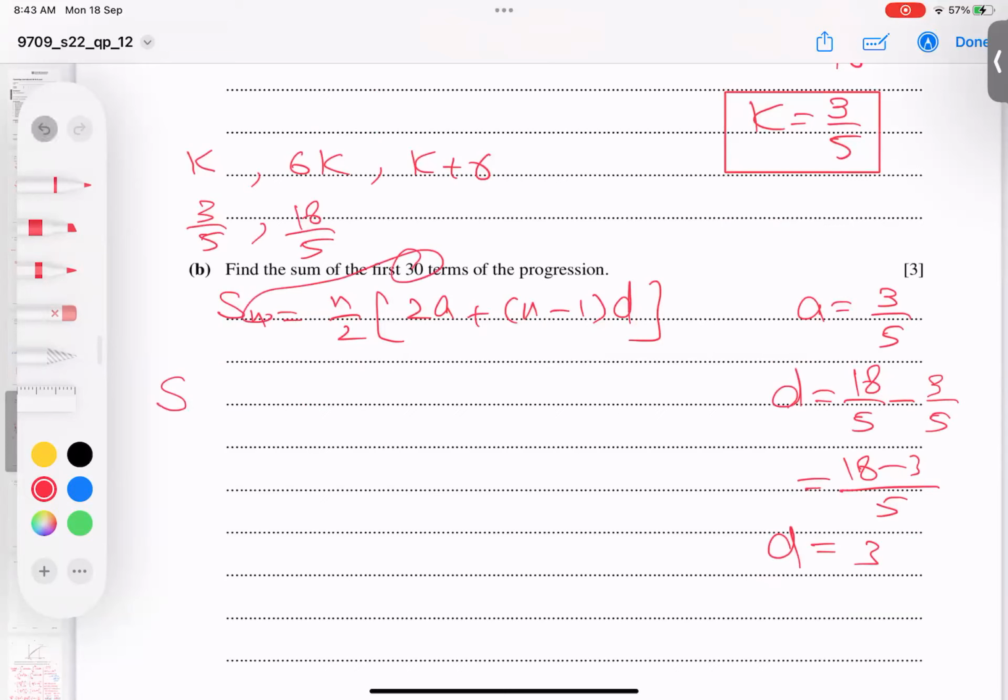I'm looking for the 30th sum. So 30 replaces every n value, and the a value is 3 over 5. And when I plug in here, it is 30 minus 1, and the common difference is 3. It's just a matter of typing in the calculator. And the answer is coming if you type in the calculator.